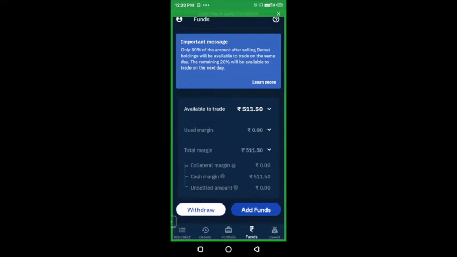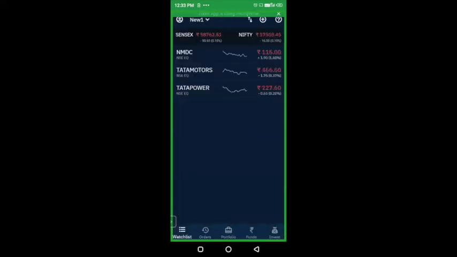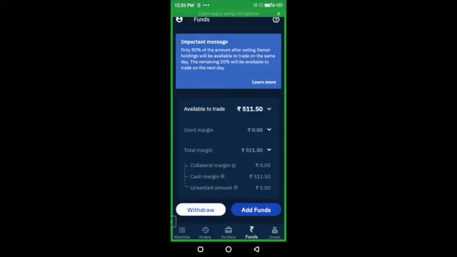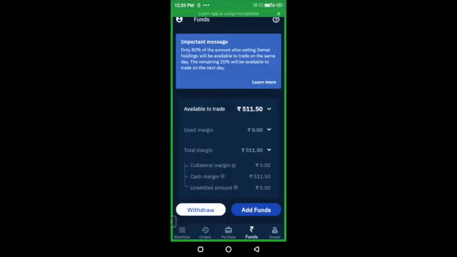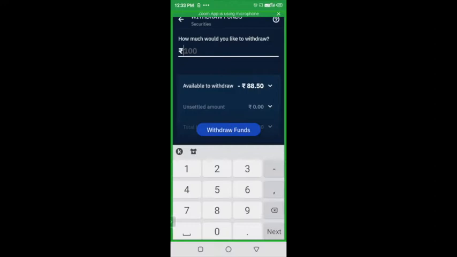As soon as you add the money, you can't withdraw. It will take some time to be reflected in your account. Okay, so now I can't withdraw it. As you can see, now I can't withdraw it. It's in minus 88.50 because initially it was at that price. Okay, so only now I have added the amount.